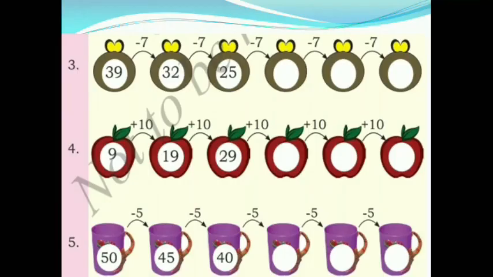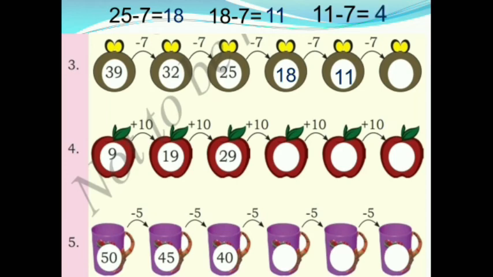See the third question. Subtract 7 from each number. 39 minus 7, 32. 32 minus 7, 25. 25 minus 7, 18. So we should write 18. 18 minus 7, 11. So we should write 11. 11 minus 7, 4. So we should write 4.